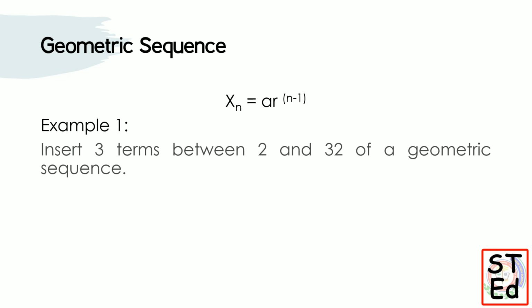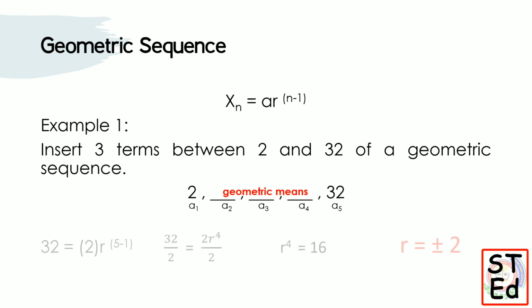Let's have some examples. Insert 3 terms between 2 and 32 of a geometric sequence. Inserting a certain number of terms between two given terms of a geometric sequence is an interesting activity in studying geometric sequences. We call the terms between any two given terms of a geometric sequence the geometric means.